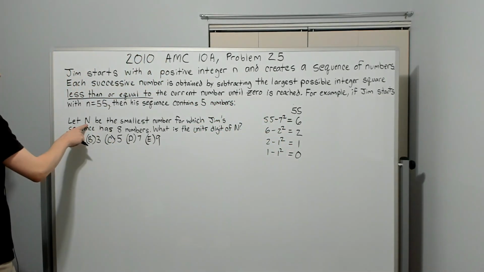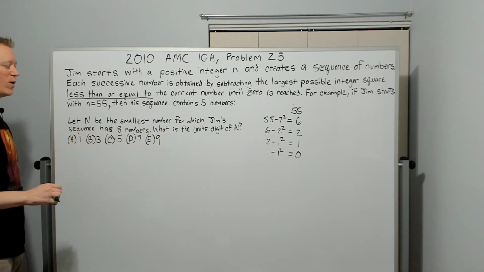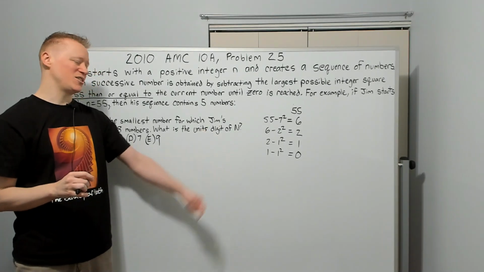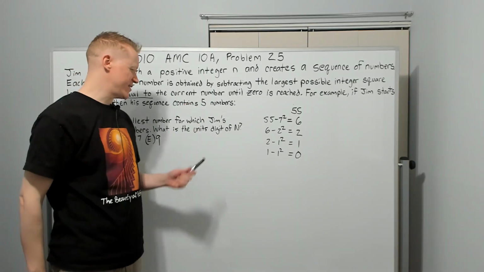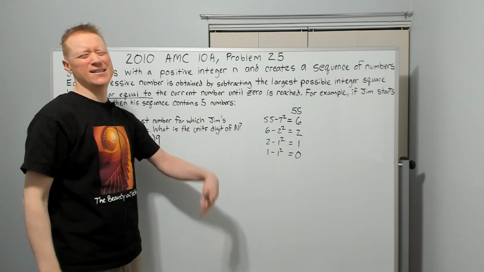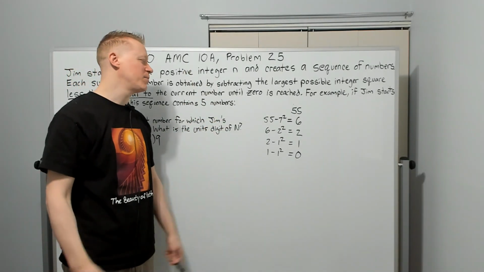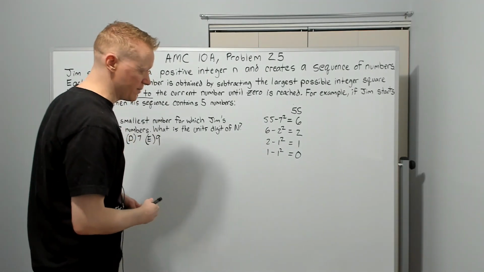Let capital N be the smallest number for which Jim's sequence has 8 numbers. What is the units digit of N? Now, when it says units digit, modular arithmetic comes to mind. There probably is some cool modular arithmetic method that I don't even know of. I'm not going to think about it because we don't really need it. Maybe you know it and can mention it in the comments.